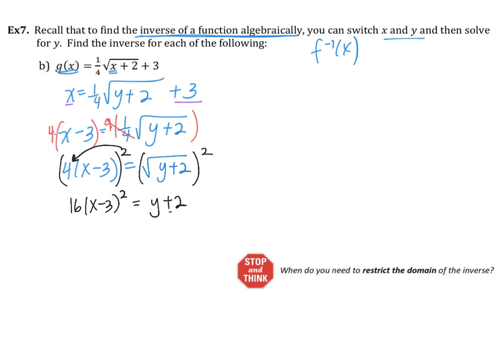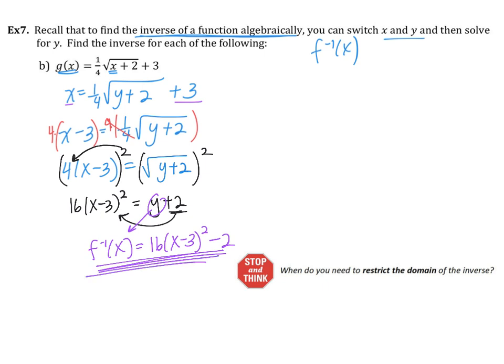My last step is to move that plus 2 to the other side, and in the same step, I'm going to replace my y value with the proper notation of f to the negative 1 of x. I'm going to move that plus 2 to the other side, so this appears to be the proper function.